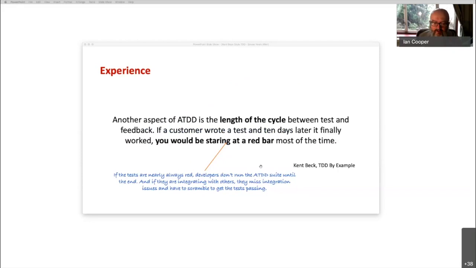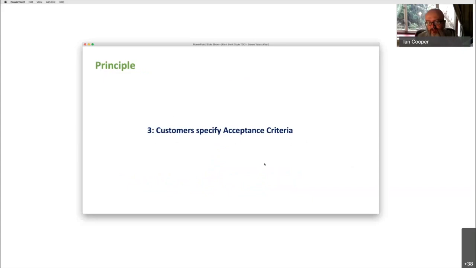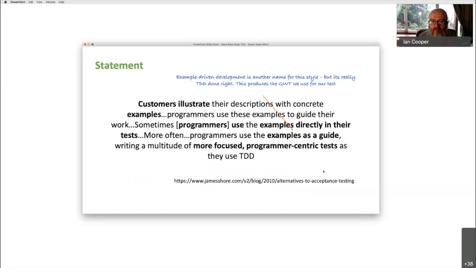Right. Customer specified acceptance criteria is what we really want instead, right? So this is the way that James suggests working, sometimes called example-driven development, but it's really just TDD. But if you want another name for this kind of TDD, you could call it example-driven development.